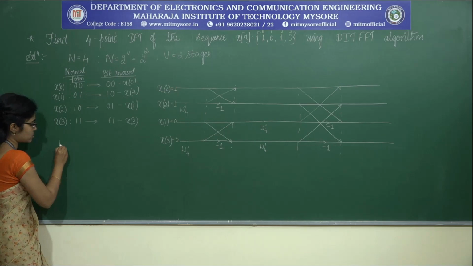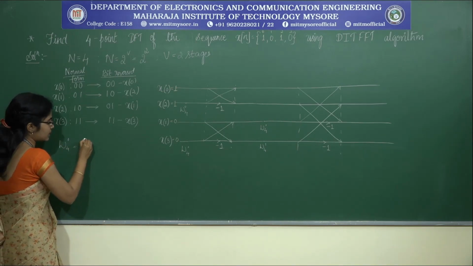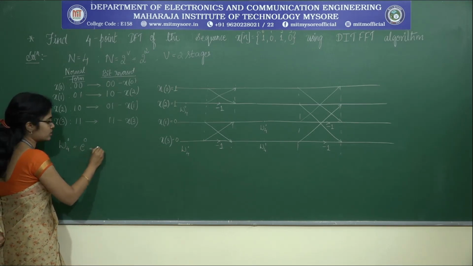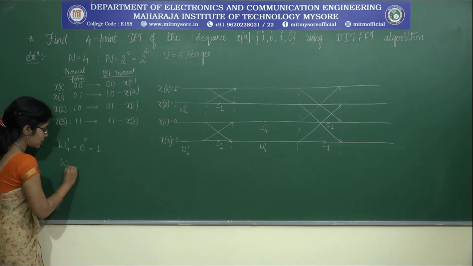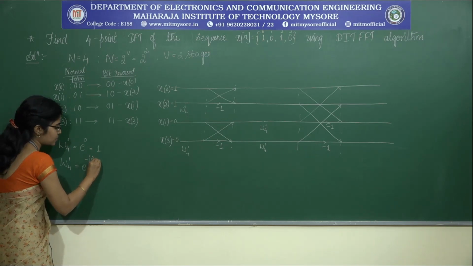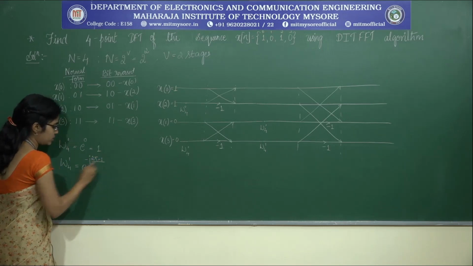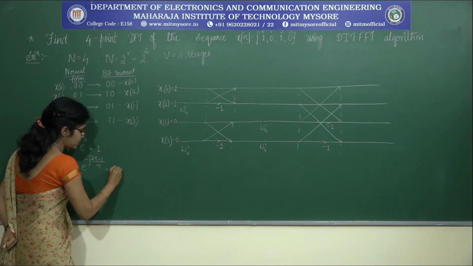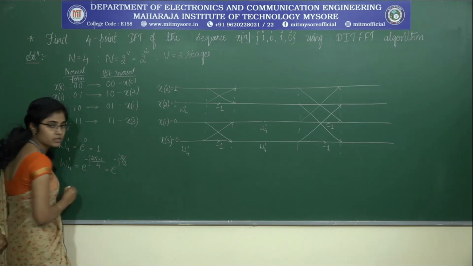So let us find what is omega 4 power 0. If I write this in terms of the exponential, I can write it as e power 0. We all know e power 0 is equal to 1. Similarly, I need to find the value of omega 4 to the power of 1, which is equal to e power minus j 2 pi kn by N. What is the value of kn? It is 1, whole divided by 4. If I simplify this, I can write it as e power minus j pi by 2. Yes or no?